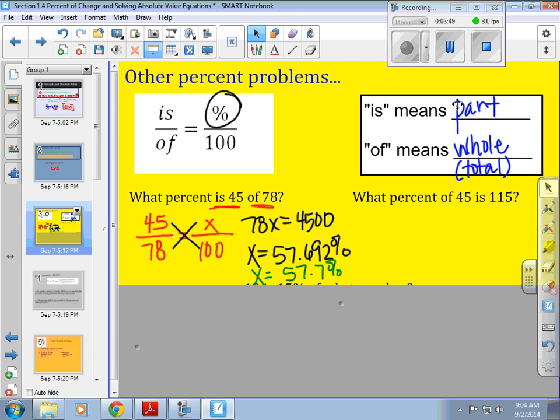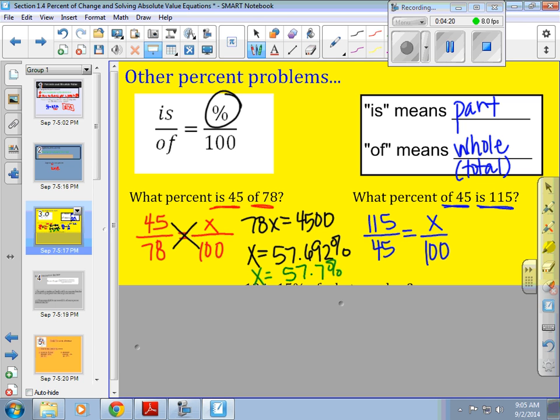Okay. Now let's look at the next one. It says what percent of 45 is 115? Notice this one tried to trick you a little bit. Here is my of, or my whole, is my part. So this one is really 115 over 45 is equal to x out of 100. So just think to yourself really quickly, should my x be more than 100% or less than 100%? Hopefully you're seeing that it will be more.